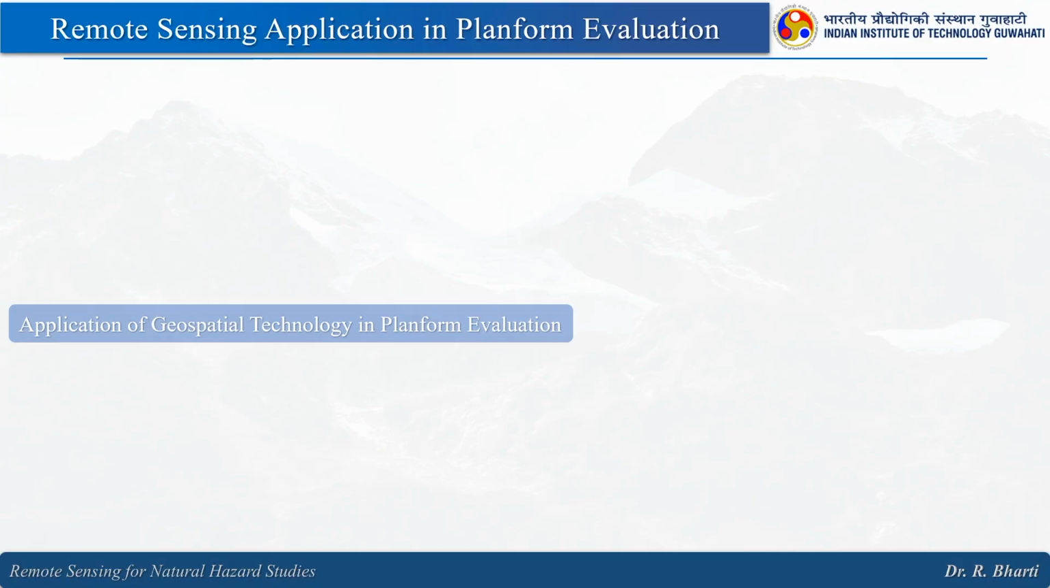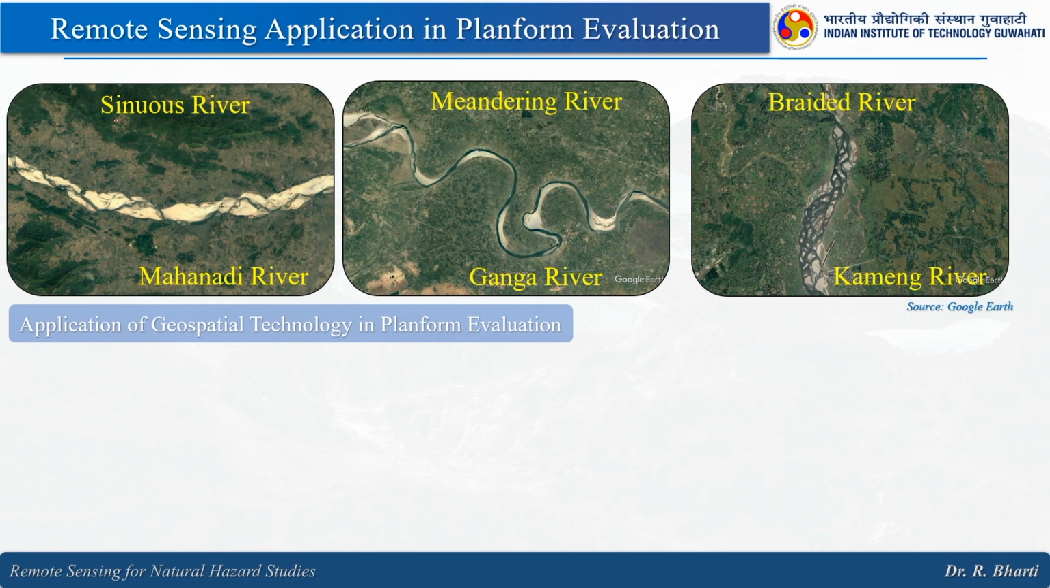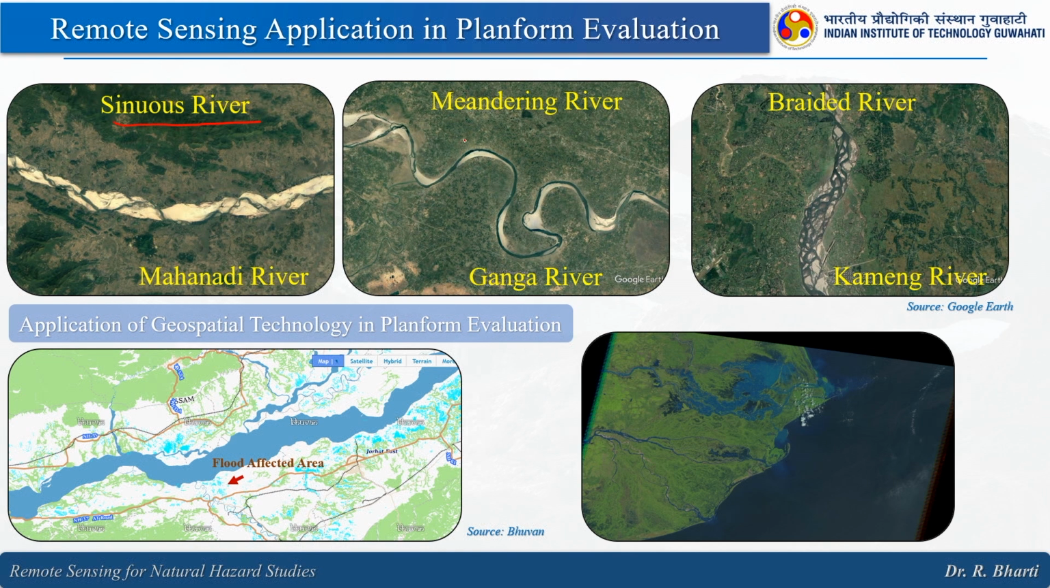When we talk about the planform studies, we have potential application of remote sensing data set, because from remote sensing we can see the entire area together captured at the same time, right? So here we will see some of the examples, like whether the system or the river is sinuous, whether it is a meandering river or whether it is a braided river, right? So one example of a sinuous river is the Mahanadi, right? And the meandering river is Ganga, and the braided or highly braided river, that is the Kaming. It is part of Brahmaputra, right?